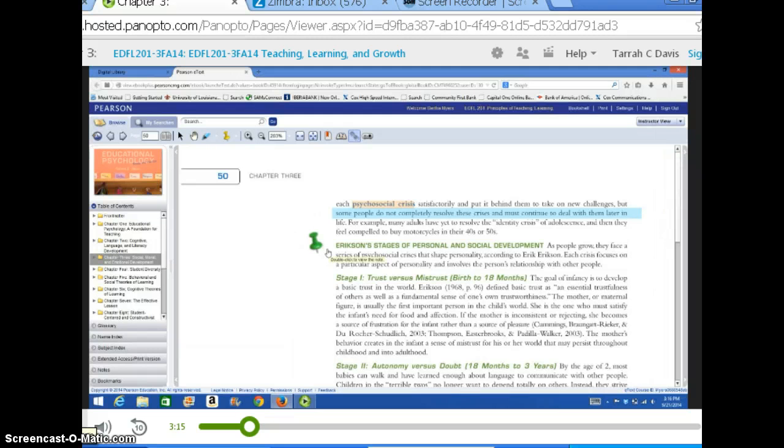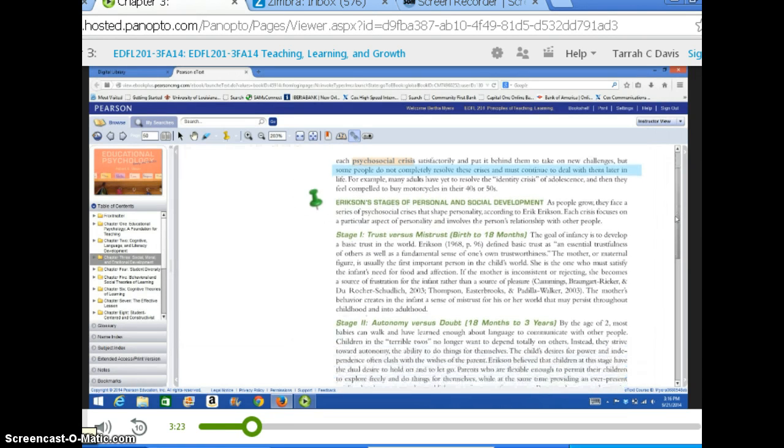Notice the green button next to each stage. You can go back and look at these stages in more detail. We will briefly go through them.